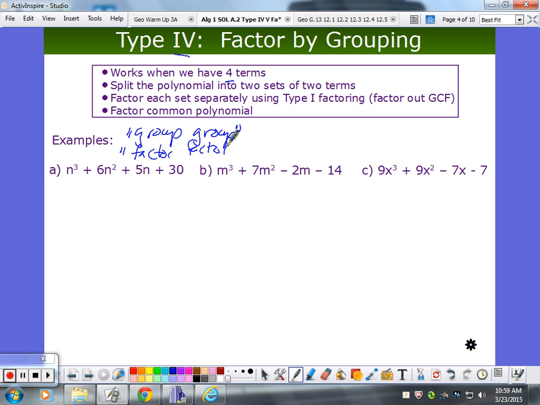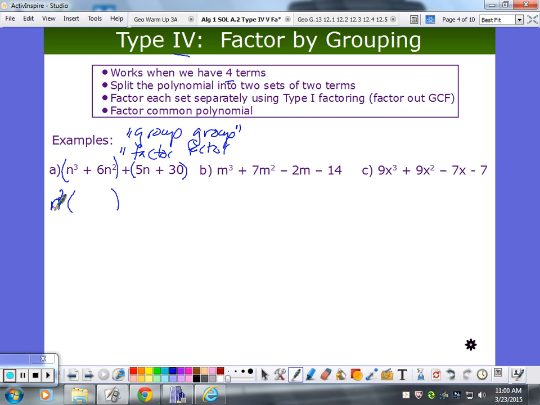The first thing you're going to do is group the first 2, and group the second 2. That's group. Group them by putting them in parentheses. Factor, what does that mean? I'm going to factor just these first 2. Is there a greatest common factor in n cubed plus 6n squared? N squared. All right, let's factor that out.